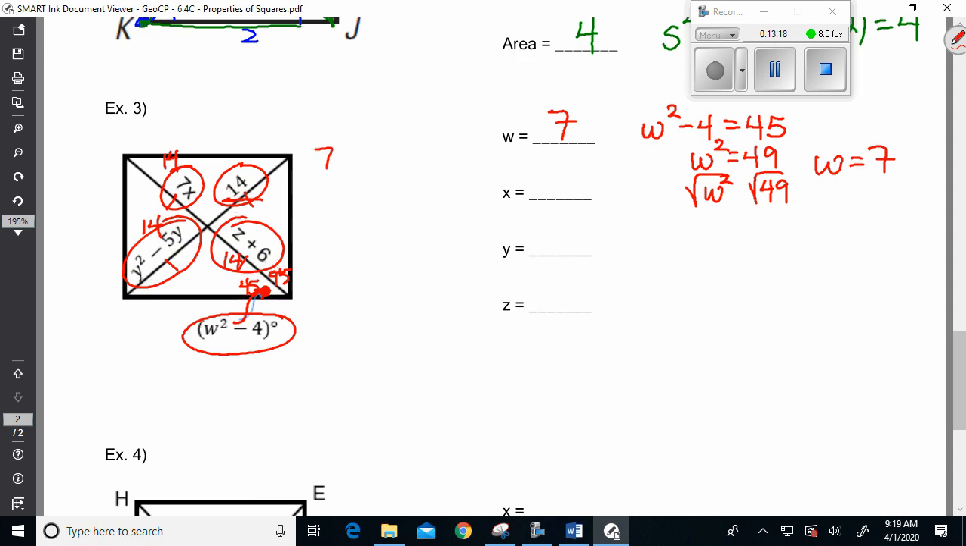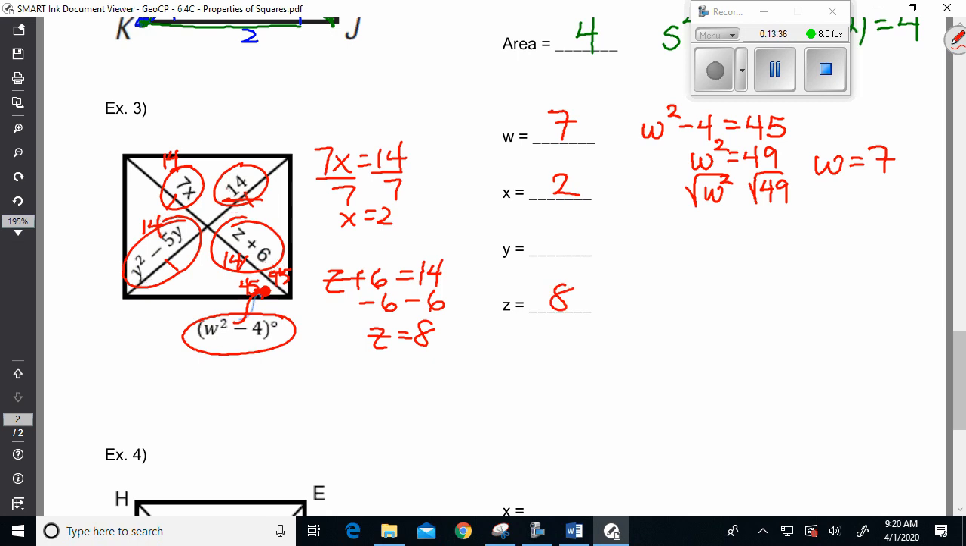So that means 7x has to equal 14. So that's simple enough. X equals 2. Z plus 6 equals 14. Z equals 8. And you have y squared minus 5y equals 14.